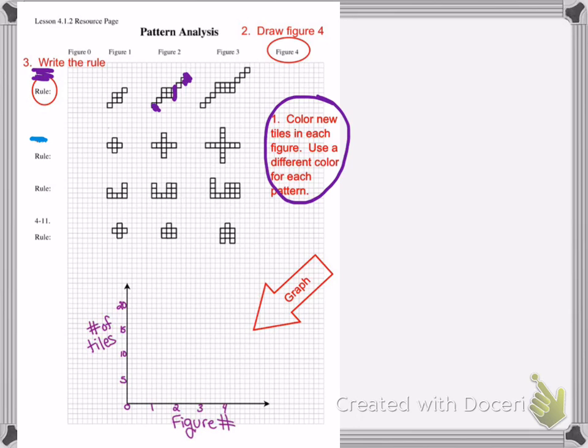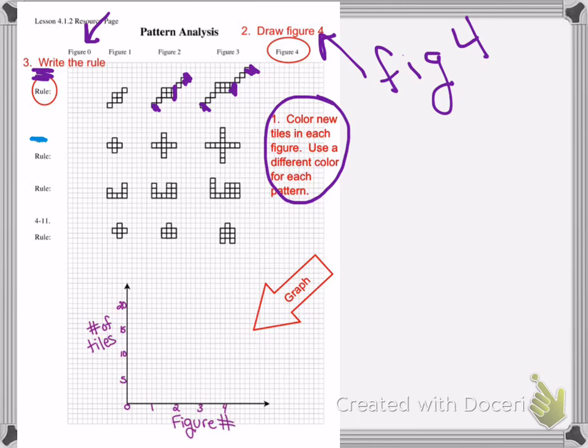I'm going to do the same kind of analysis going from figure 2 to figure 3. What changed? What tiles got added? Again, that pattern's going to continue where I'm adding 1 at the ends and then 2 right here in this rectangle. That's going to help me with drawing figures 4 and figure 0. Okay? So after I identify what tiles are being added each time, I'm going to go ahead and draw what figure 0 and figure 4 look like.